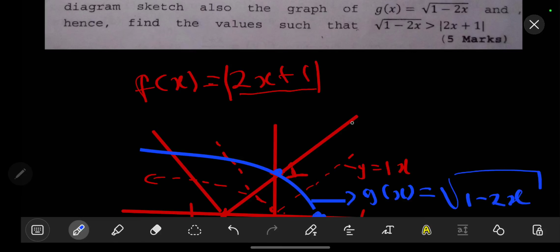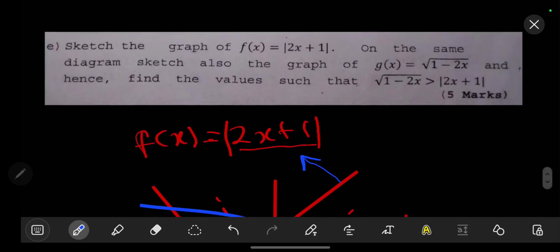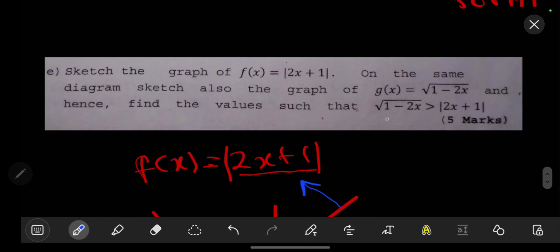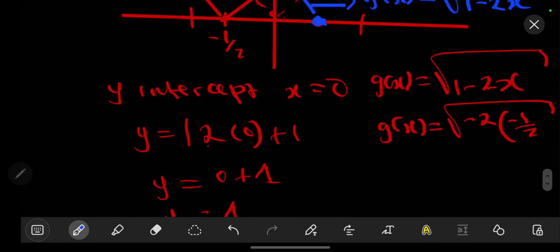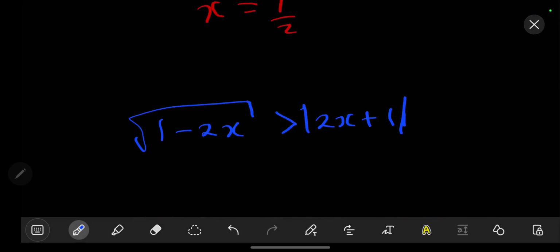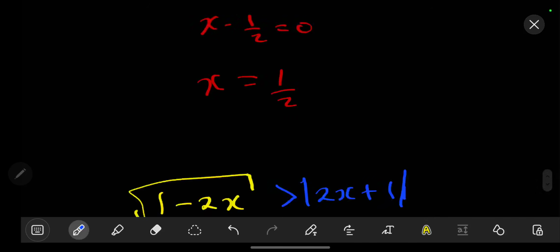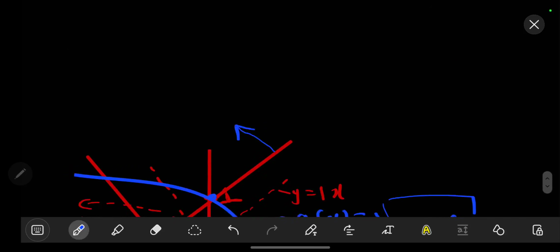For this other one, this is our modulus graph, which is this equation identified. Then last but not the least, we are told to find the value of x for which the square root of 1 minus 2x is greater than the absolute value of 2x plus 1. So we are going to find where the radical equation is greater than the absolute value equation. In terms of the y, we are going to compare the two equations.